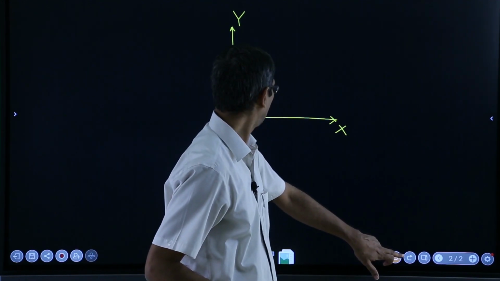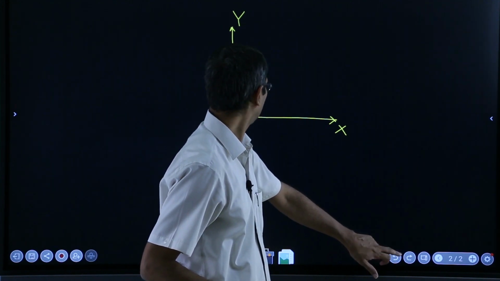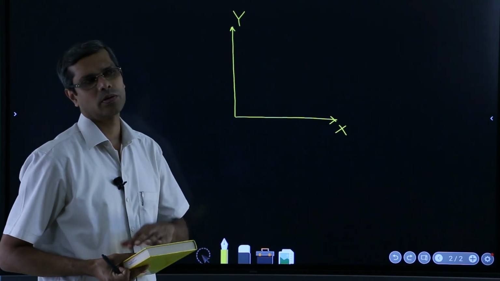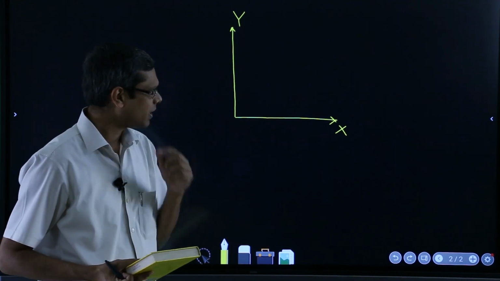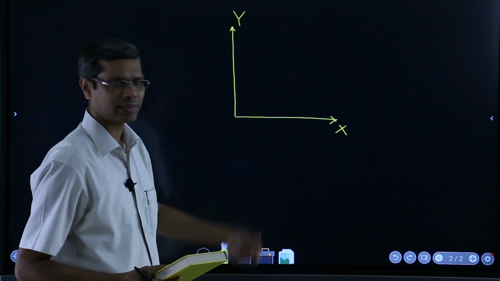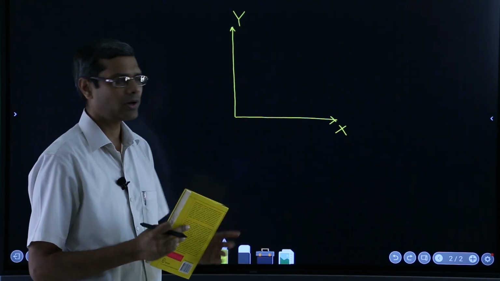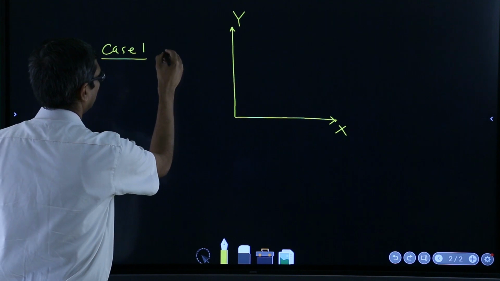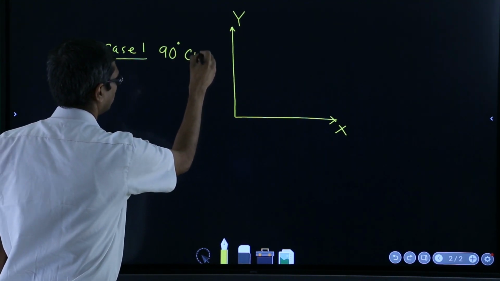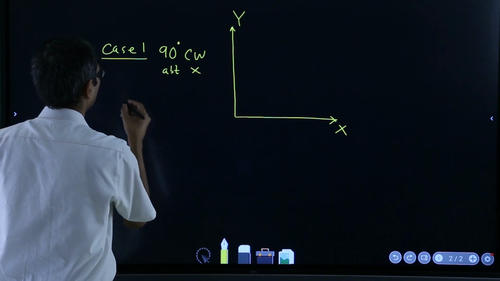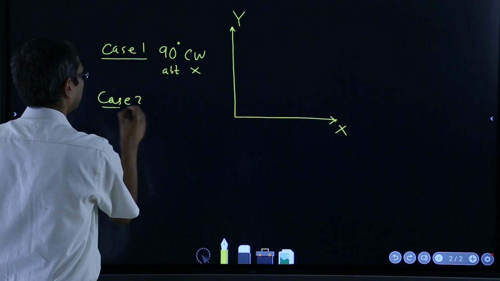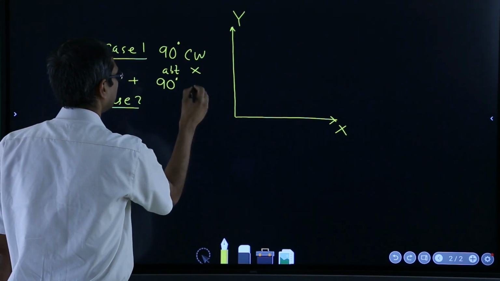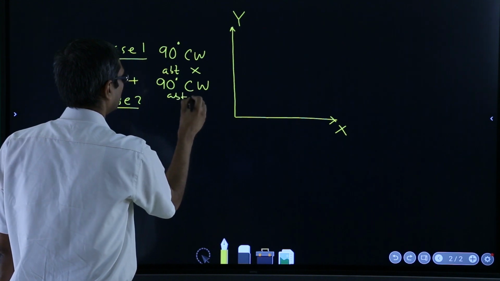I will give it some finite, or to be precise 90 degrees of angular displacement in two ways. First I will rotate it about the x axis and then about the y axis. So that will be our case 1. Case 1 is 90 degrees clockwise about x, and then plus 90 degrees clockwise about y.